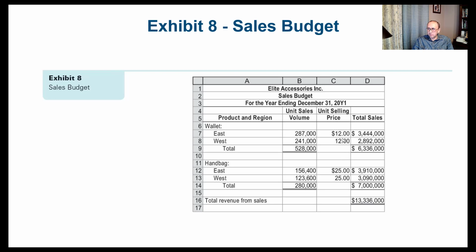Notice that the unit selling price for each region is the same, like east and west is the same. If they're different, we can simply change these numbers. And then we get these total sales by multiplying the unit sales volume by the selling price for each region and product. So we got 6.3 million for the wallets and about 7 million for the handbag. And the total for that is $13,336,000.